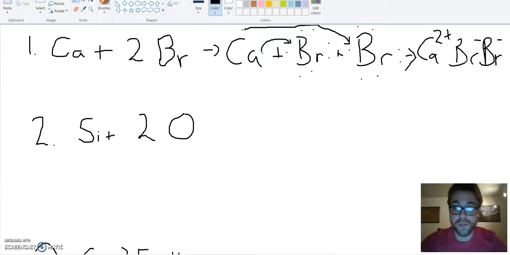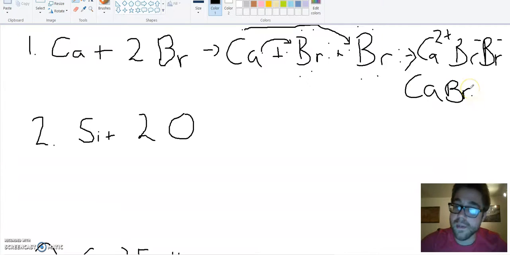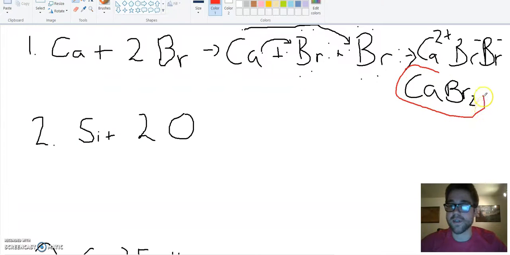On the test, you do not have to write these negative charges. All you have to write is calcium, bromine, and then a little 2 here. This is all you really need to write. This is the answer right there. Look at that beautiful thing. That's the answer. That's all you need to write. That calcium and bromine have come together. There is 2 bromine here, which is why there's a 2 right there.